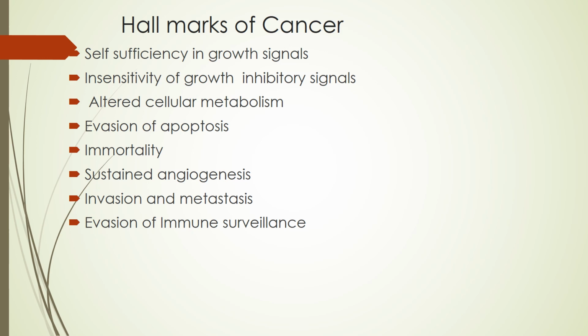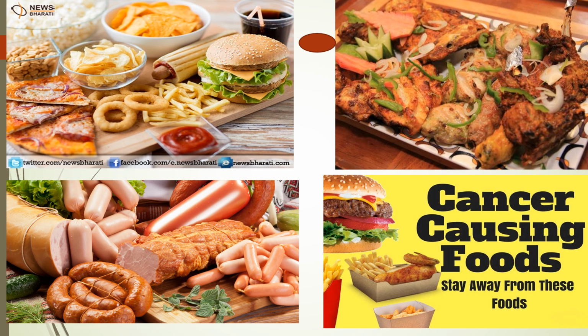Evasion of immune surveillance. Usually, normal immune surveillance is a system in which any cancerous cell which is produced, our immune system kills that cell. But now these malignant cells have developed a way to bypass this immune surveillance. So they are not killed or removed by the immune surveillance mechanism which is normally present in the body. These are the examples which can produce cancer.